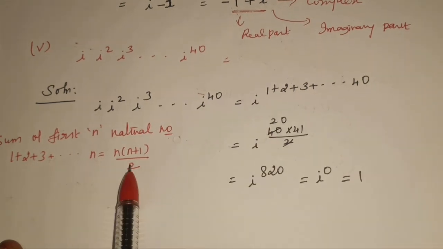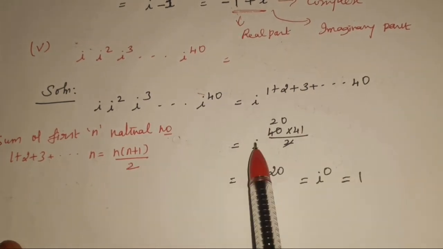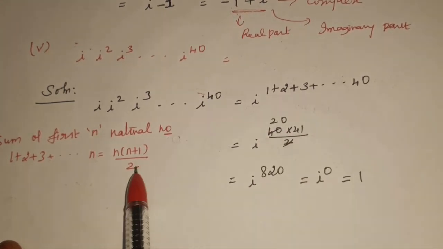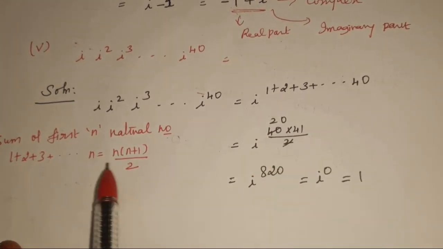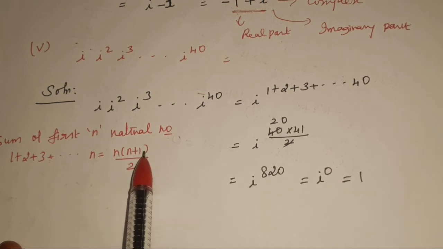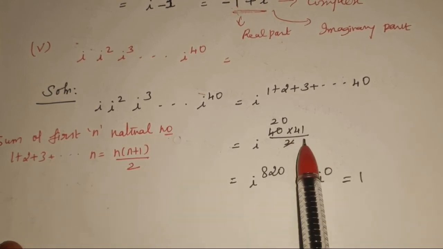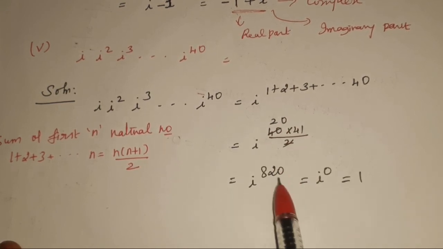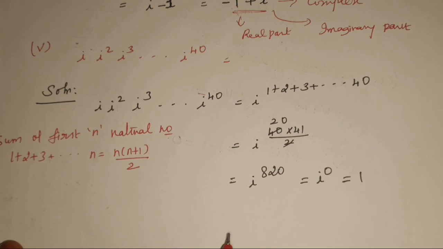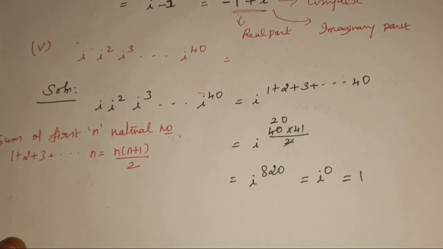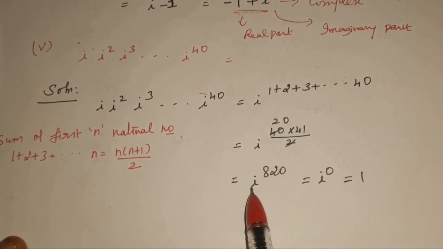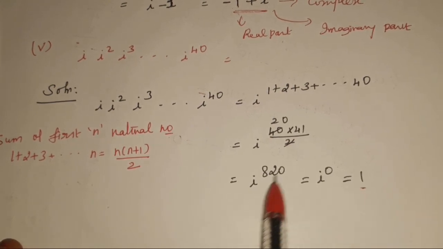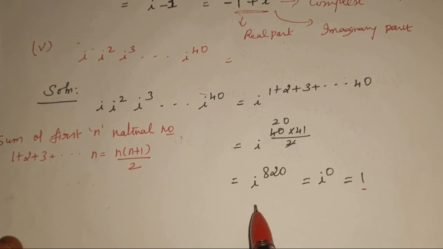What is our n? See the formula, I write it here. The base is i, the power is 40. So i power 40 into 41, because it is n into n plus 1. 40 into 41 divided by 2. You cancel, 20 into 41 is 820. See the last 2 digits. Is it divisible by 4? If the power is divisible by 4, the value of i power that is 1, because this is i power 4.